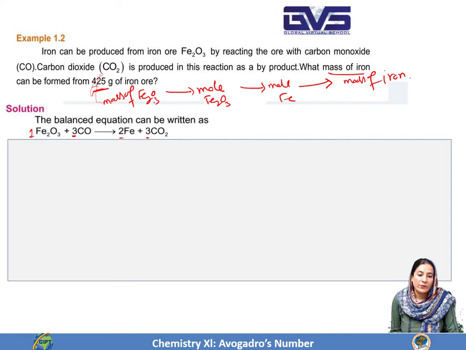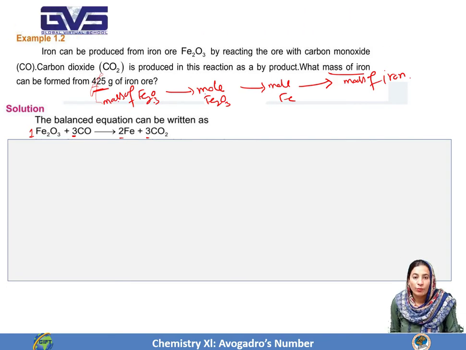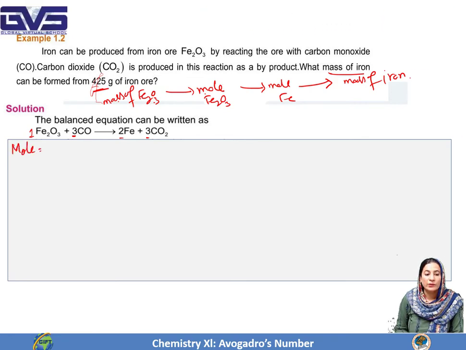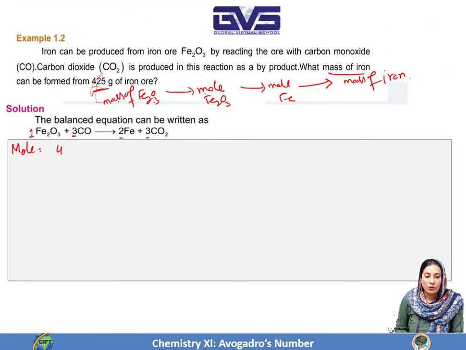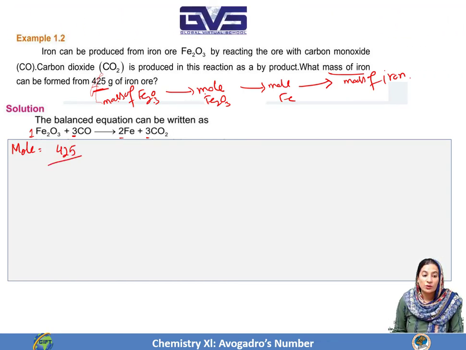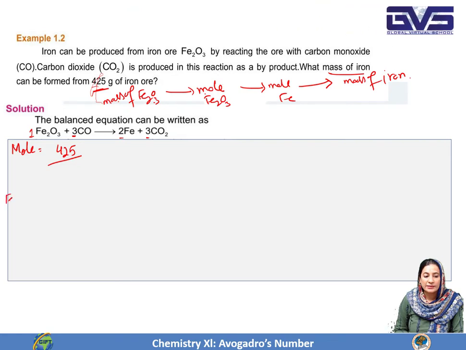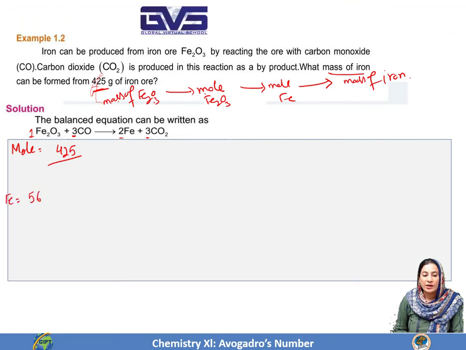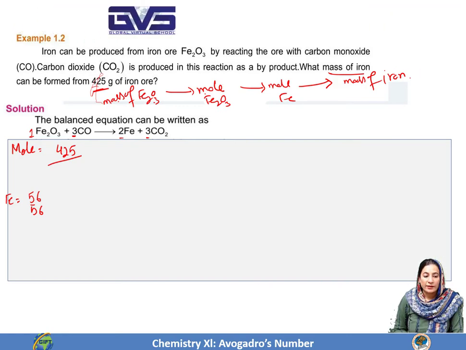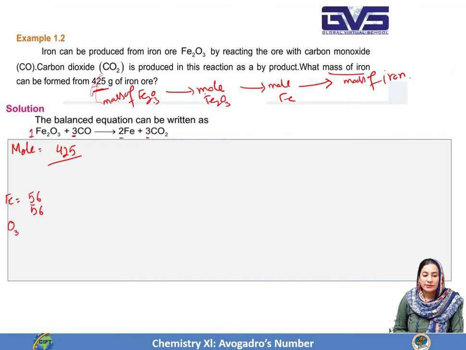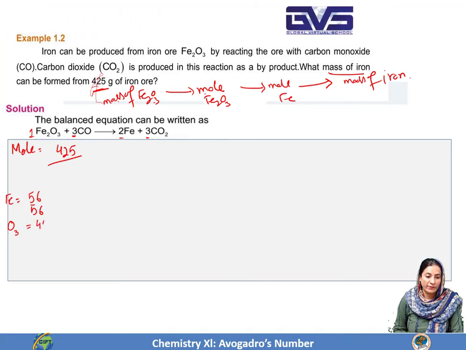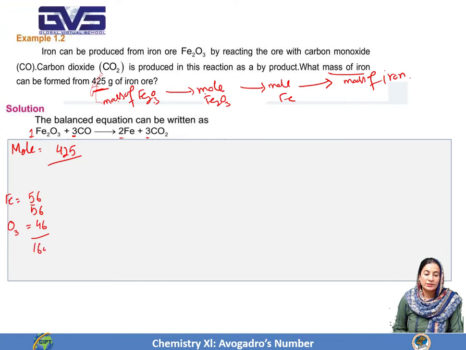First of all, we have to convert this mass into moles of iron oxide, and you know the formula: mole is equal to mass in gram, that is 425, divided by the molar mass of iron oxide. You know iron mass is 56 and here there are 2 irons, Fe2, and oxygen, you know, it's O3. One oxygen is 16 and multiplied by 3 it's 48. When you add them all, it is 160.